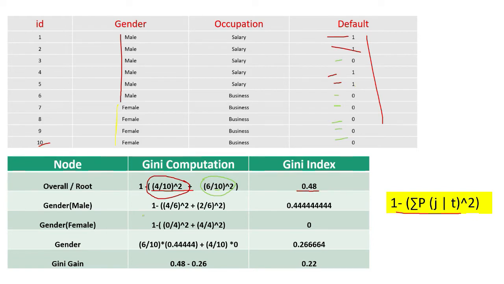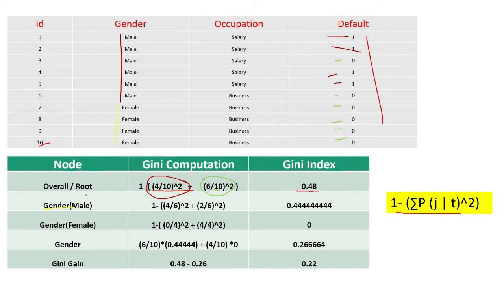Similarly, the same formula we will use. Here we are calculating the Gini for male, and out of 6, 4 have defaulted, and out of these 6 males, 2 have not defaulted. So we have 1 minus (4 divided by 6) square plus (2 divided by 6) square, and now we are getting a Gini of 0.44.